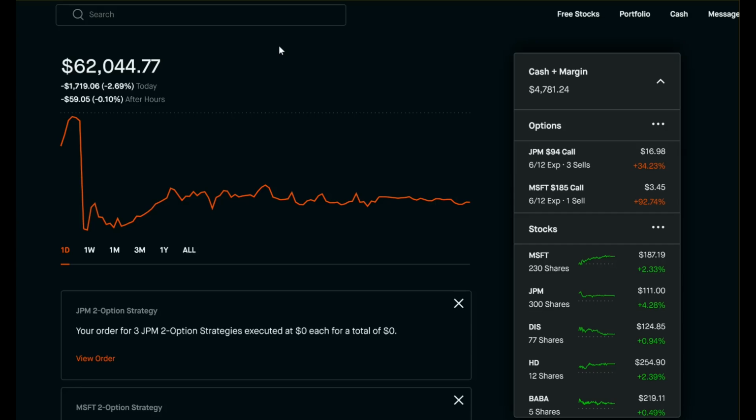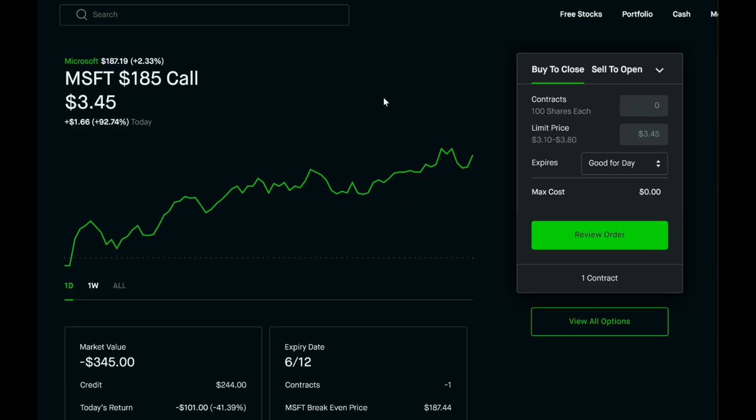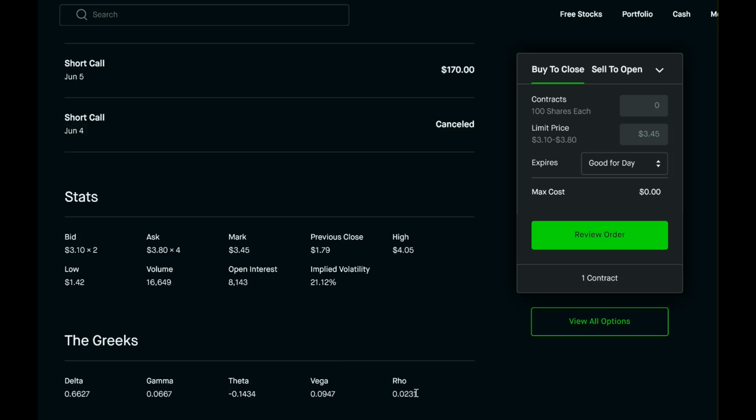As I mentioned in the last video, what you see on the screen, JP Morgan and Microsoft, these are a few covered calls that I sold last week. So I'll be explaining Greeks using the Microsoft $185 covered call. To see the Greeks, you can either go to the option chain and view the Greeks there, or you can go to an option that you already have. And in Robinhood, you can see them right at the bottom of the screen.